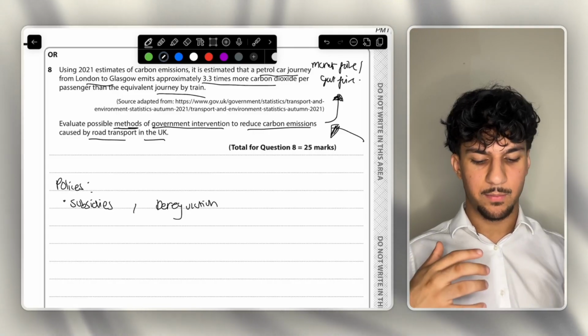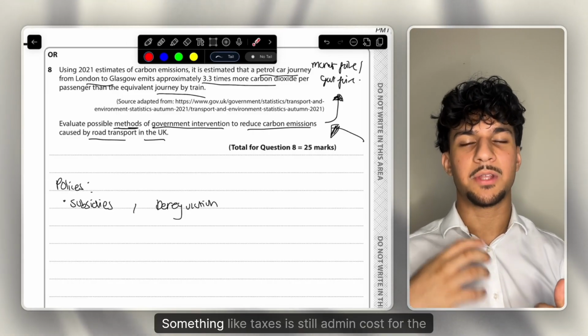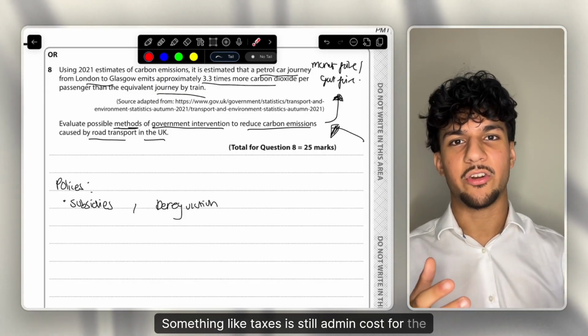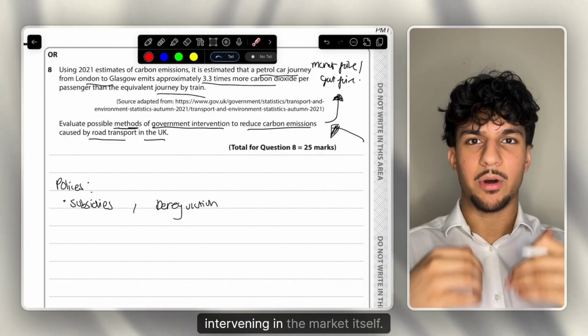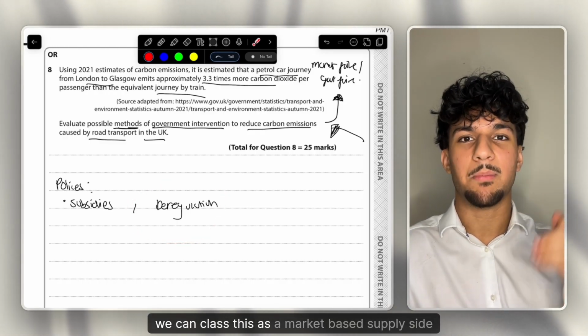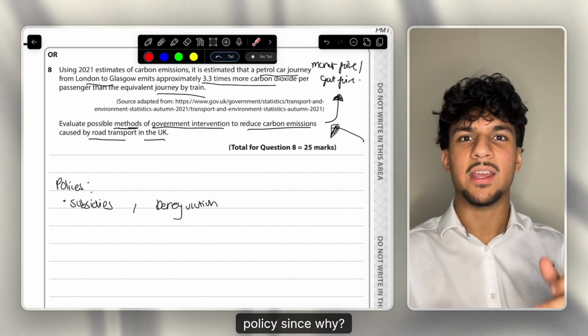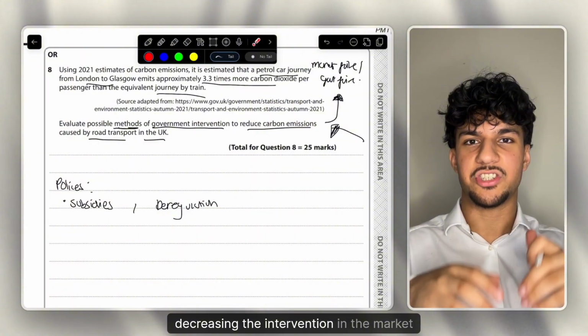Why? Firstly, with something like subsidies, of course, it's going to cost the government to intervene. Something like taxes is still admin costs for the government to intervene, and it can lead to government failure, since the government is intervening in the market itself. Whereas, if we think about deregulation, we can class this as a market-based supply-side policy. Why? Since with deregulation, the government is actually decreasing their intervention in the market.